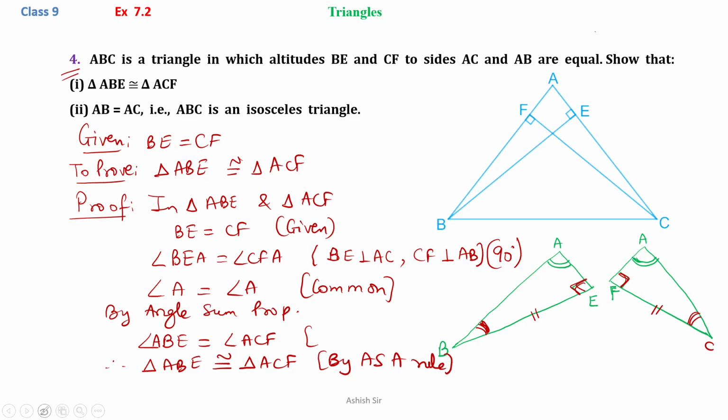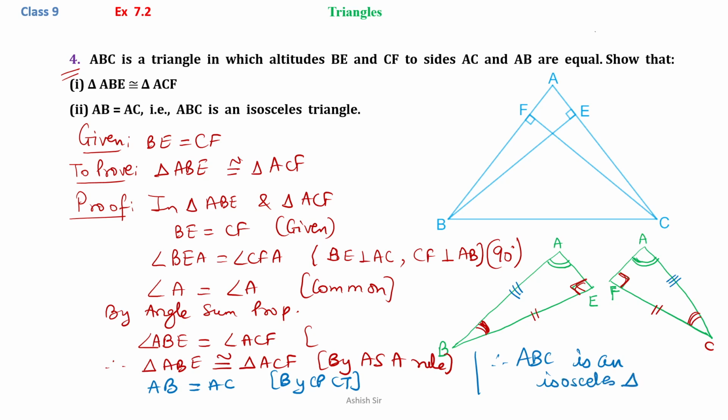Once we have proved that the two triangles are congruent, we can write that AB will be equal to AC by CPCT. And once we have proved that the two sides AB is equal to AC, we can say that these two sides also belong to triangle ABC. So we can say that triangle ABC is an isosceles triangle, as two sides are equal, AB equal to AC.